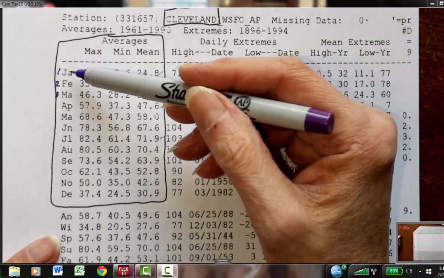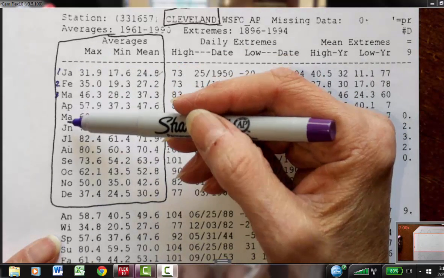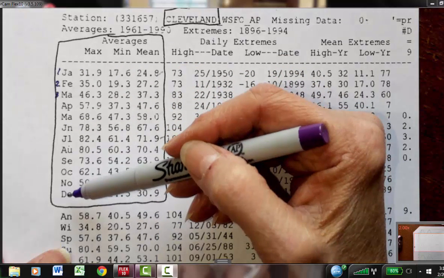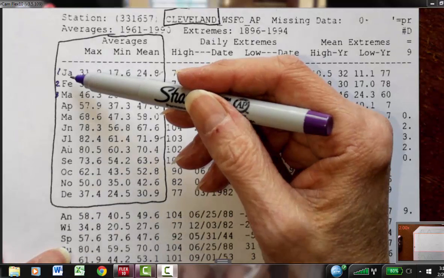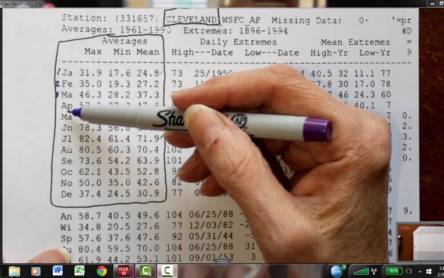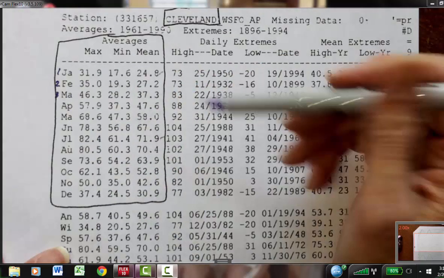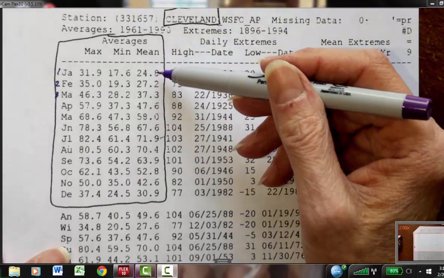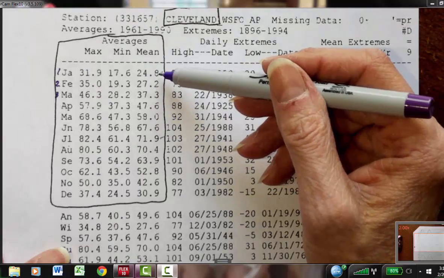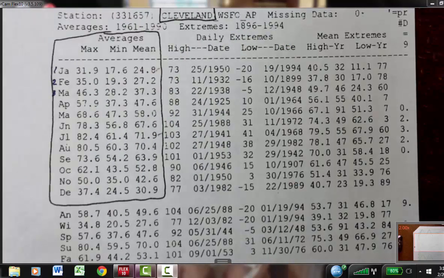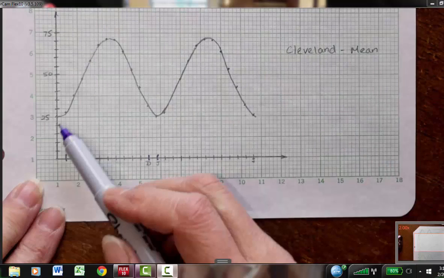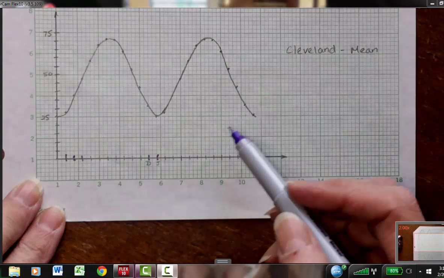So for January I'll count 1, 2, 3, 4, I'm going to count my months by ones. And then when I get to January of the second year, it's going to be 13, 14, 15, 16, and so forth. I'm going to have the regular temperatures for month 1, and then also for month 13 it'll be the same temperature. When I do that, I end up with a graph that looks an awful lot like a sine wave, which is what we want it to look like.